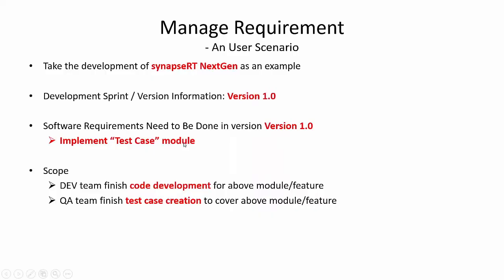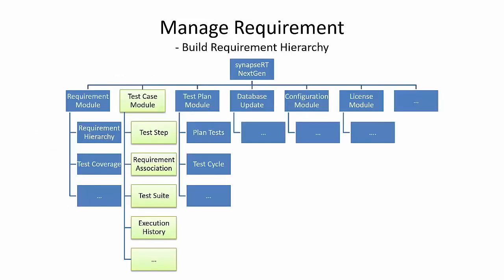Let's say we are planning to implement TestCase module in version 1.0, and the scope in this version is to finish code development for TestCase module and create test coverage for the requirements. Here is the big picture of all requirements for the product. To save time, let's focus on the work scope in version 1.0 to develop TestCase module.